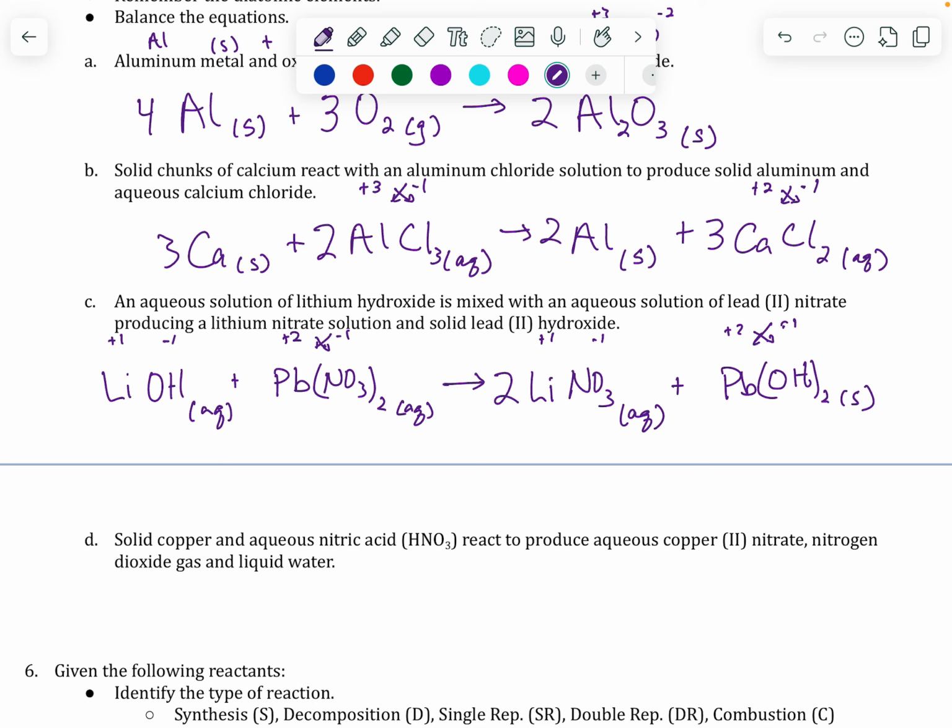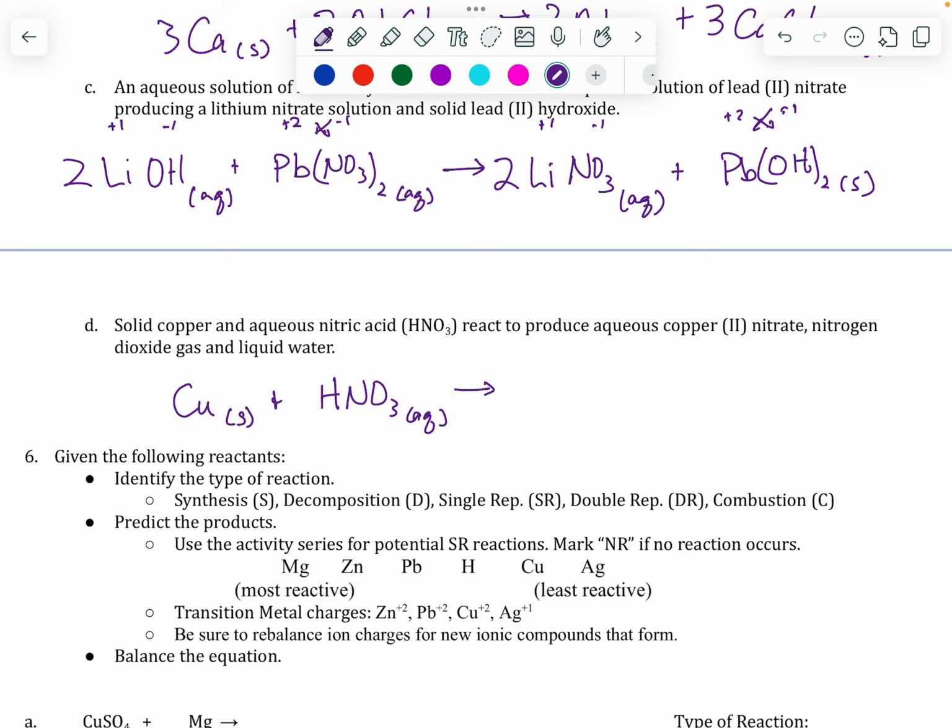Solid copper and aqueous nitric acid, I give you the formula there, react to produce aqueous copper 2, so copper 2 nitrate, crisscross, aqueous, plus nitrogen gas, or I'm sorry, nitrogen dioxide gas. So there's N with 2 O's, so there's a covalent. And then I'm going to move this over. And I'm going to add on the last one is liquid water. All right.